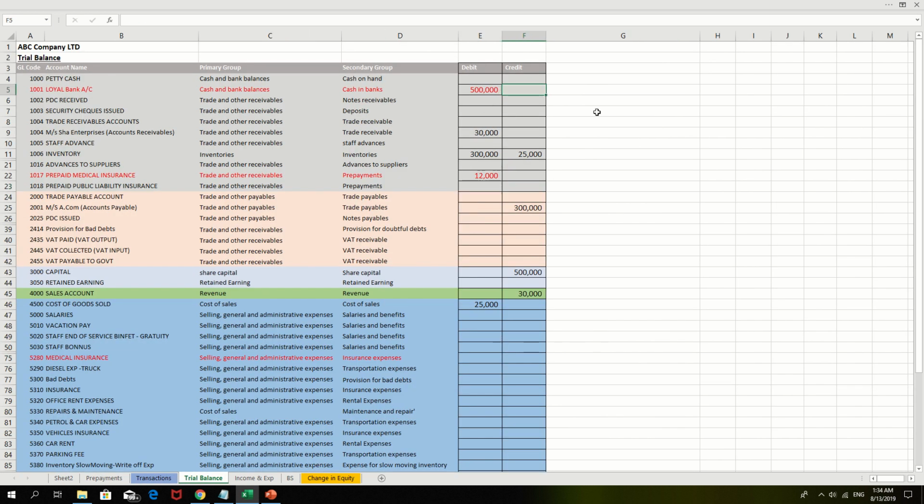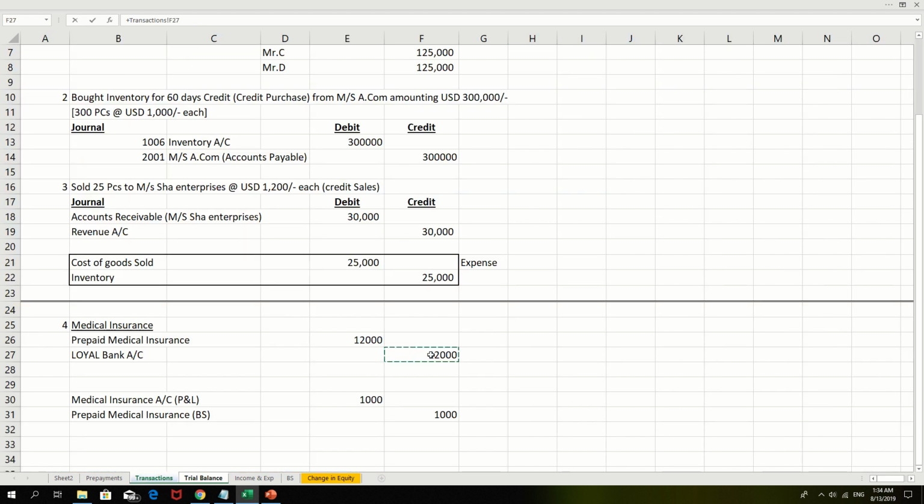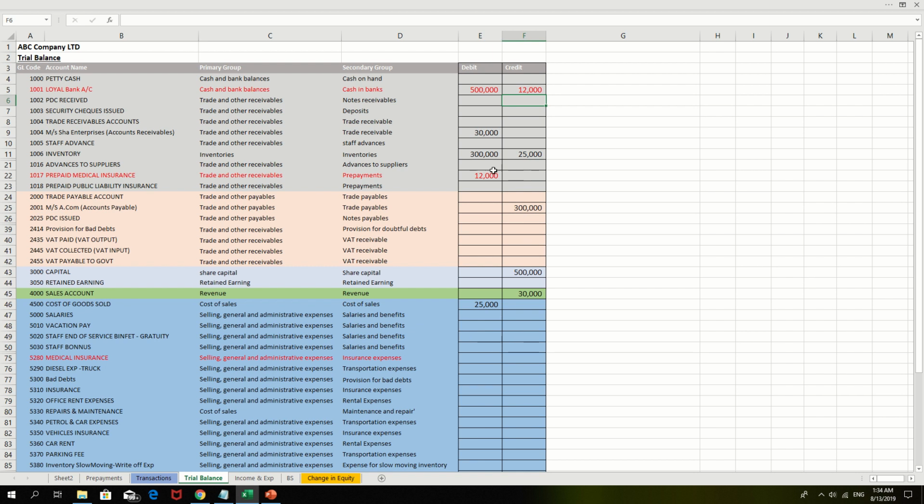So we have to credit the bank account. Bank account is credited here. So in the first entry, we have booked, debited the prepaid medical insurance and credited the bank account. Here we have created a new asset called prepaid medical insurance, which you can see in the financials. At the same time, your company's cash balance will decrease by 12,000.